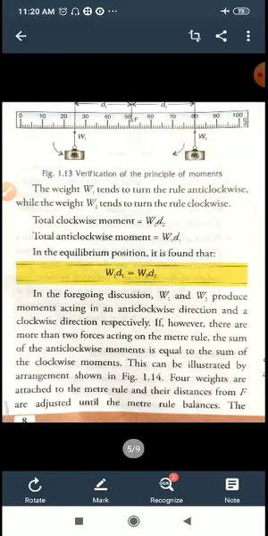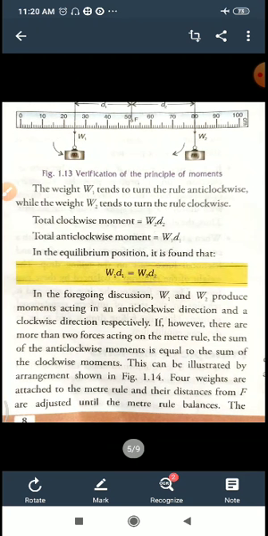So the weight w1 tends to turn the rule anti-clockwise while the weight w2 tends to turn the rule clockwise. How can we calculate the total clockwise moment? The formula is w2 into d2. Total anti-clockwise moment is w1 into d1. In the equilibrium position, it is found that w1 d1 is equal to w2 d2, otherwise it will not be balanced. In the foregoing discussion, w1 and w2 produce moments in an anti-clockwise direction and a clockwise direction respectively.